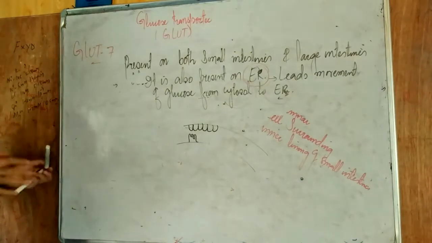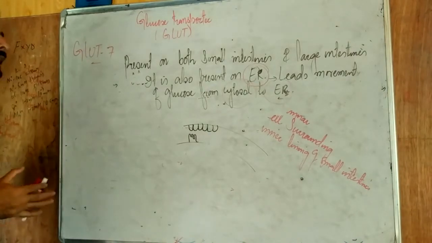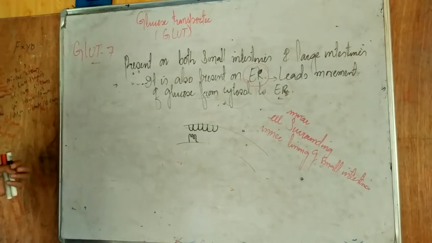So these are the most important types of GLUTs, which get expressed on the different cells of the animals, leading to the movement of glucose and helping the cells to take the glucose forward for energy.